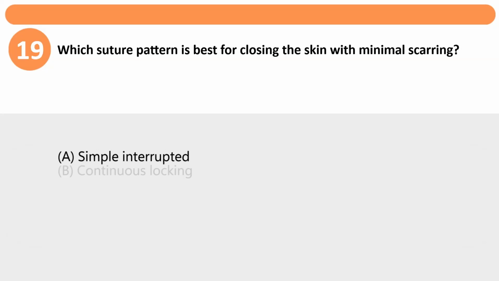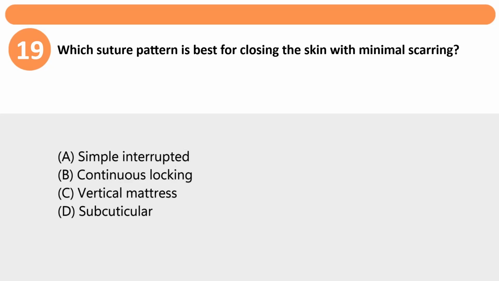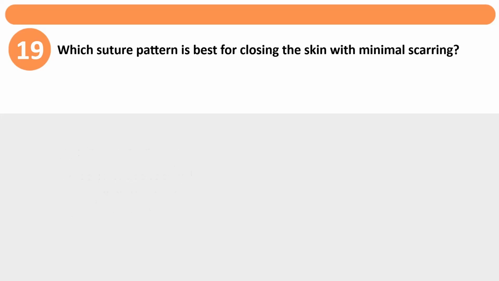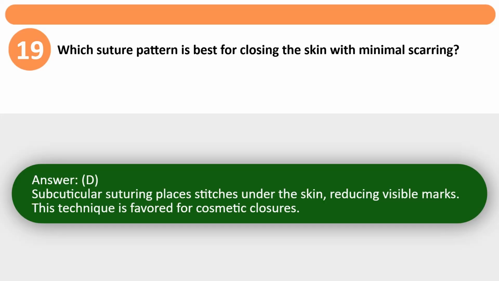Which suture pattern is best for closing the skin with minimal scarring? A. Simple interrupted. B. Continuous locking. C. Vertical mattress. D. Subcuticular. Answer, D. Subcuticular suturing places stitches under the skin, reducing visible marks. This technique is favored for cosmetic closures.